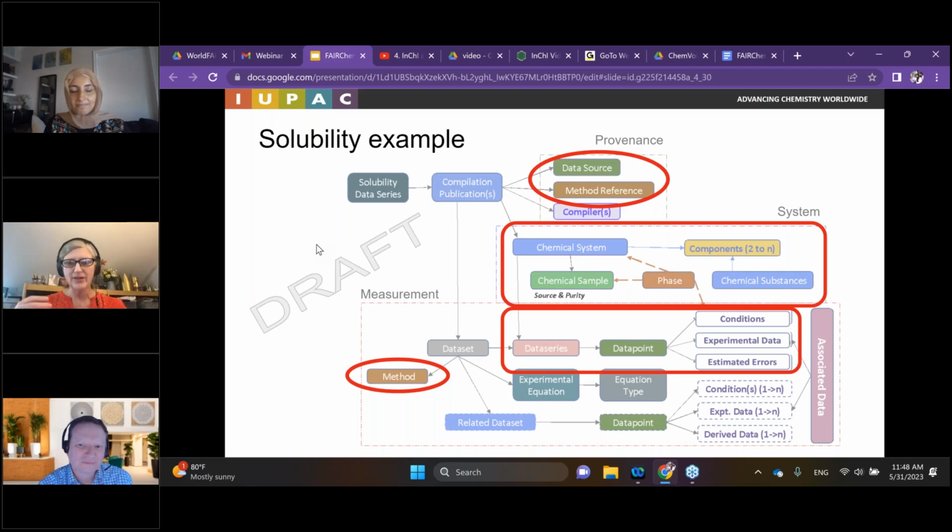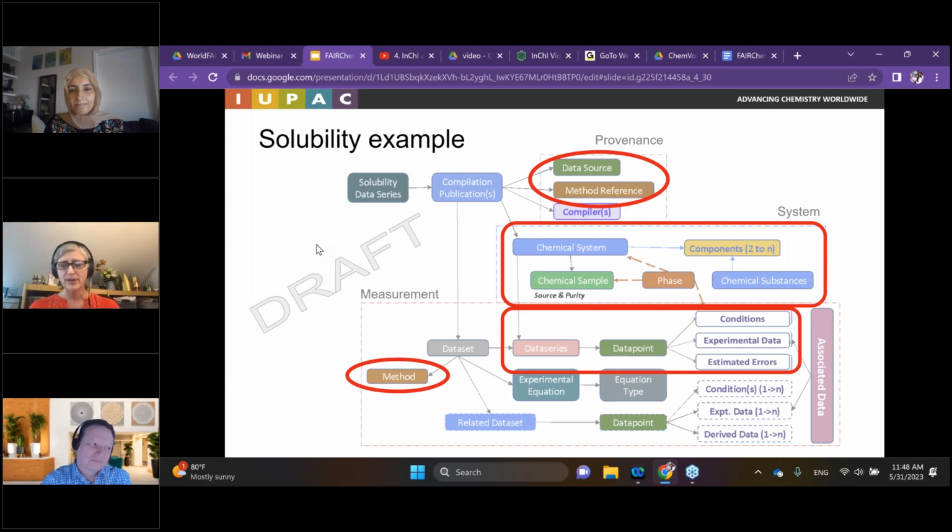In this model, they're emphasizing provenance, the chemical system, and parameters of measurement. For the provenance, that's you and what you've done, the methods you've been using, and then the system. Fatima talked about the sample. Where does it come from? If you've done a purification analysis on it, what phase is it in? What are the different components involved?